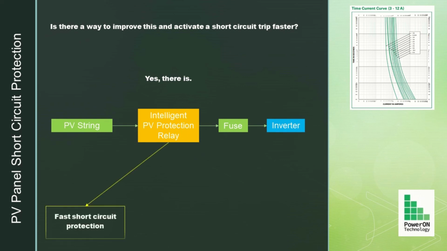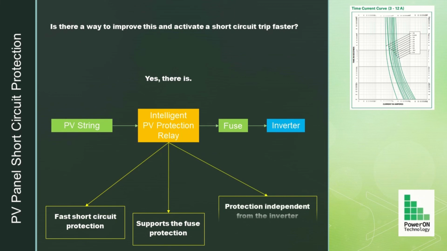The PV protection relay offers fast short circuit protection, in the range of milliseconds instead of seconds. The PV protection relay supports the fuse protection, and it is not meant to replace it. This protection is independent of the inverter, and it is implemented for each of the PV strings in the array. This means that the protection is at string level, and the whole array is not affected by a fault on a single string.